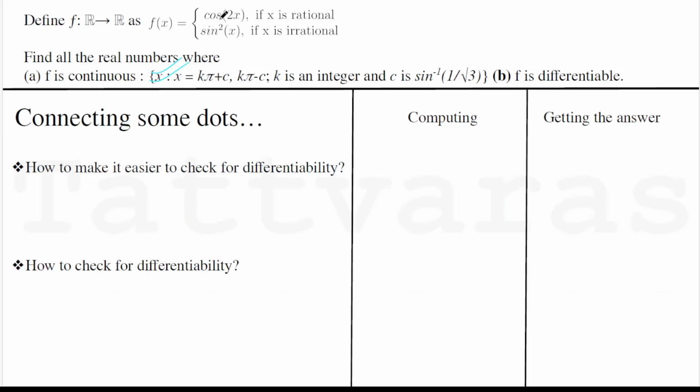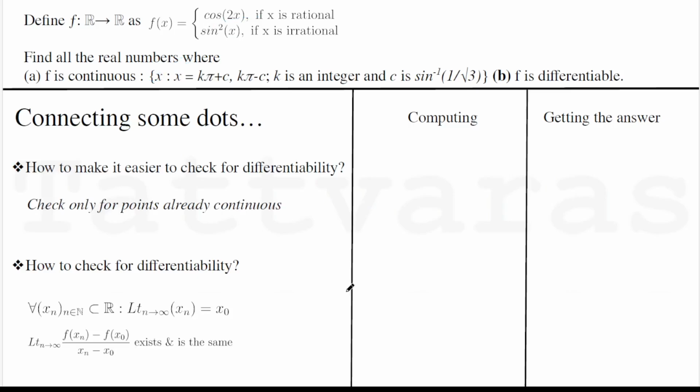Once again, it may be quite intuitive to just get the derivative of this and the derivative of this and then do some matching, see. But we have to be rigorous in our writing because it's a PSB question. And to make it easier to check for differentiability, only look for points that are continuous, because continuous points are the only ones that can be differentiable, if at all they are differentiable. No non-continuous point would be differentiable.